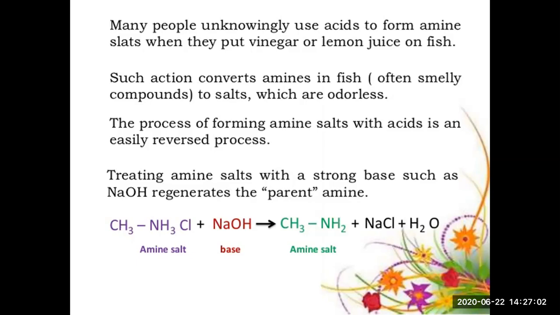The process of forming amine salts with acids is an easily reversed process. Treating amine salts with a strong base, such as sodium hydroxide, regenerates the parent amine.